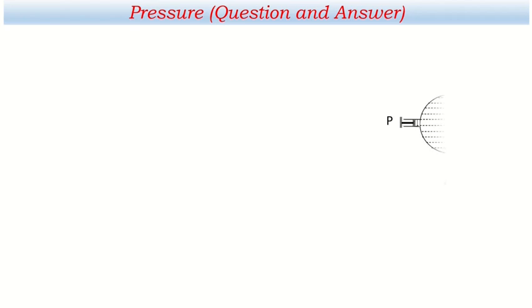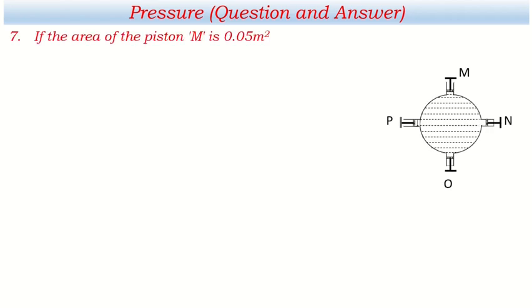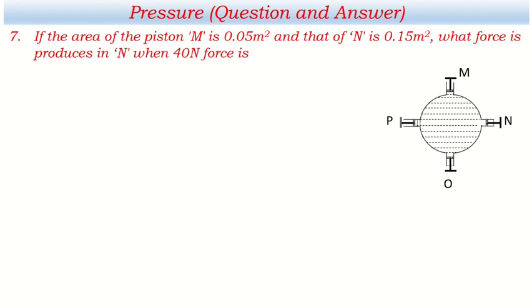This problem starts with a diagram, and what is told is: if the area of the piston M is 0.05 meter square and that of N is 0.15 meter square, what force is produced in N when a 40 Newton force is applied on piston M? Okay, let's write the given.